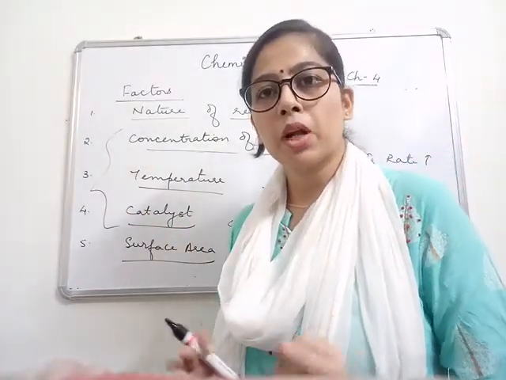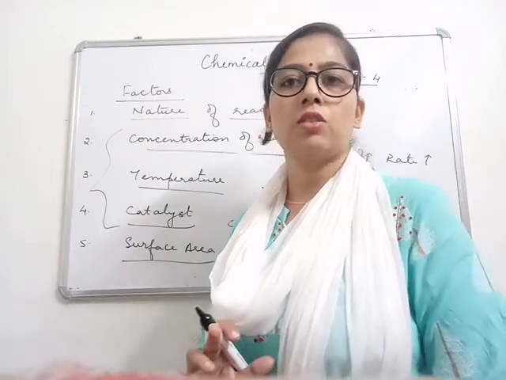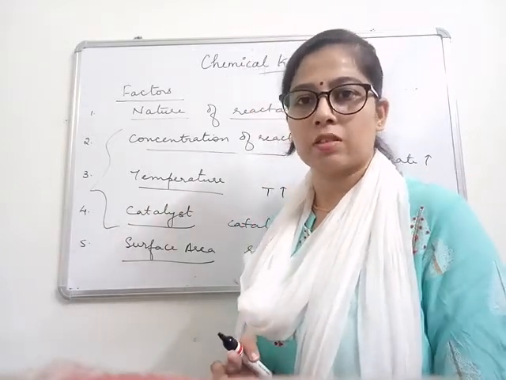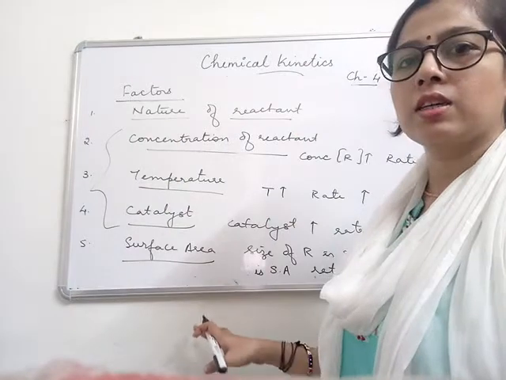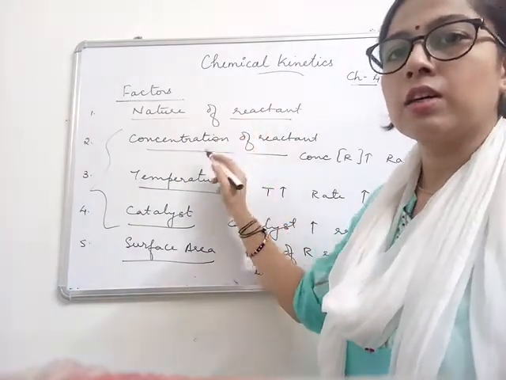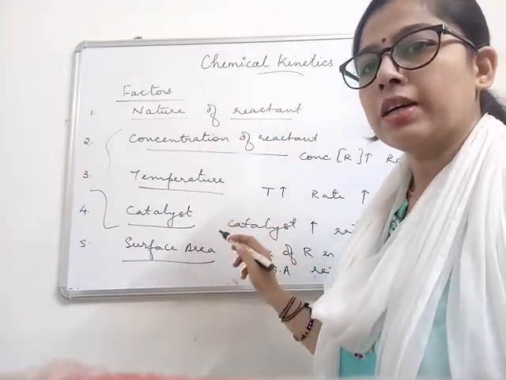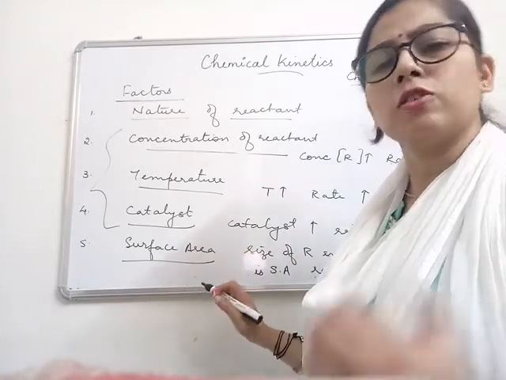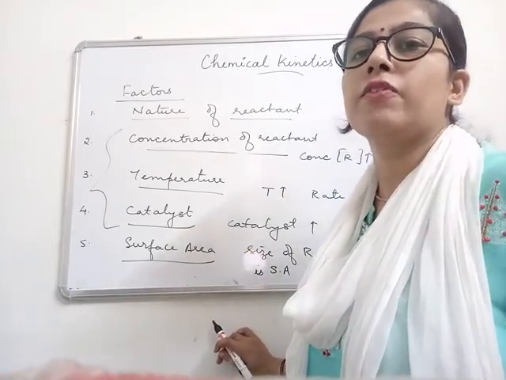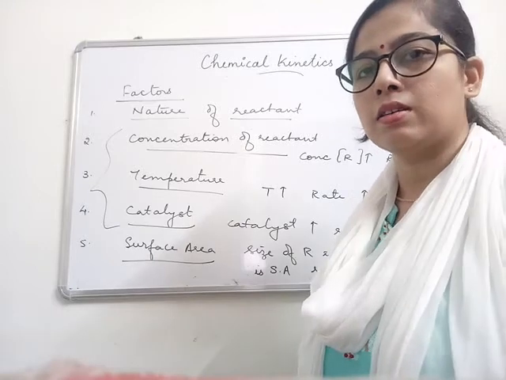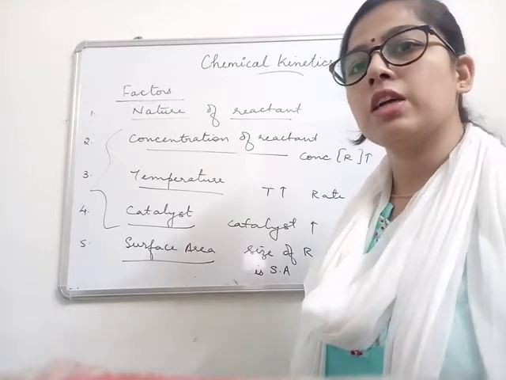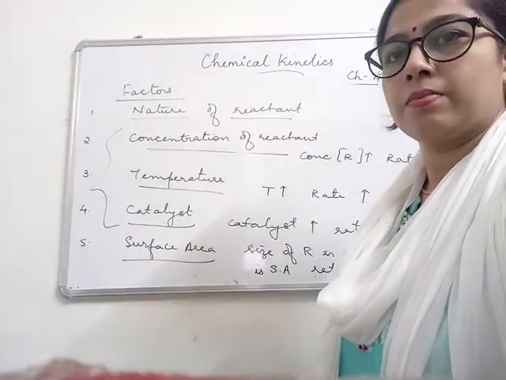So this is a very important board question: mention the factors on which the rate of a reaction depends. It depends on the following factors: nature, concentration, temperature, catalyst and surface area. Also, for photochemical reactions, the presence of light, that is sunlight. So these are the basic terms on which the rate of a reaction depends.